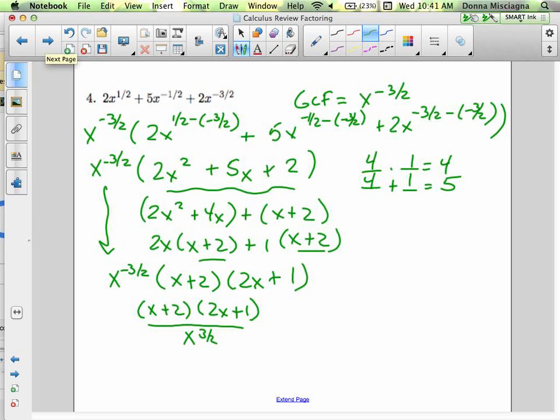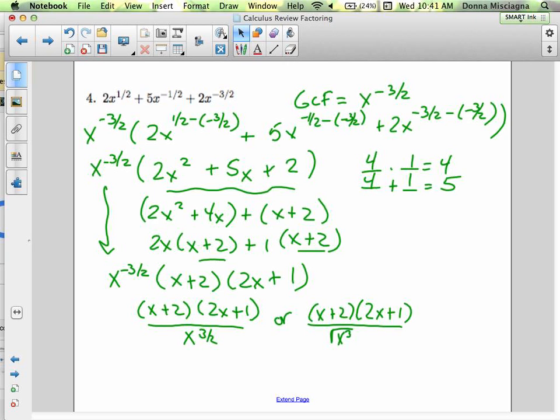And if you don't like it with a fractional exponent, sometimes it's easier when you're simplifying not to have the fractional exponent. If this is the end of our problem, it really doesn't make a difference. But you could also change that: x to the 3/2 is the square root of x cubed. That might make it easier if we were solving it. But in terms of rewriting it, either is fine.